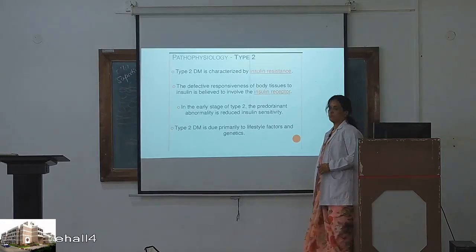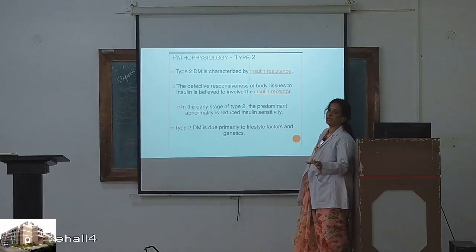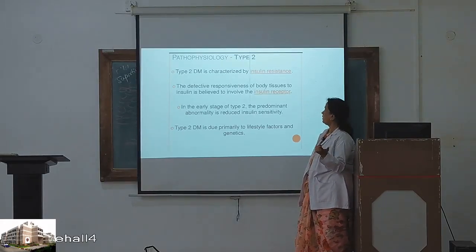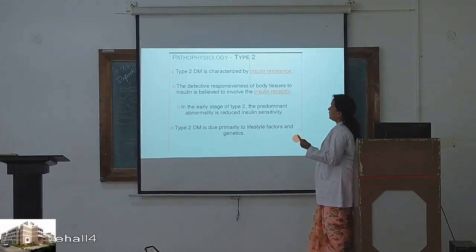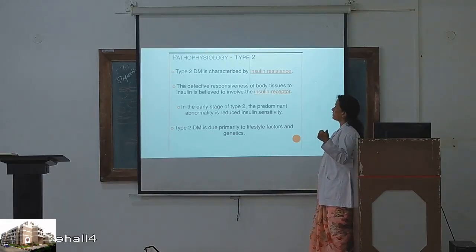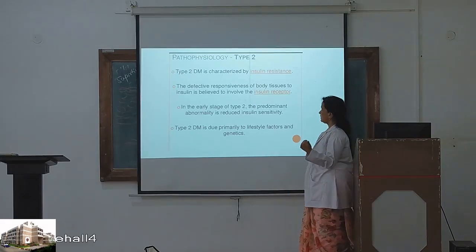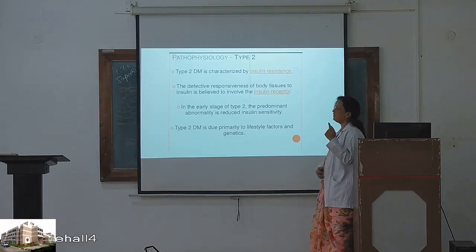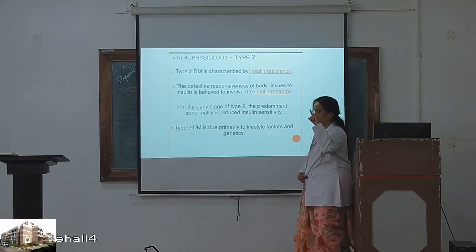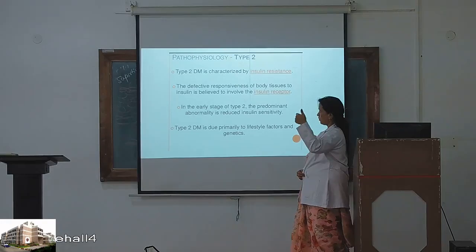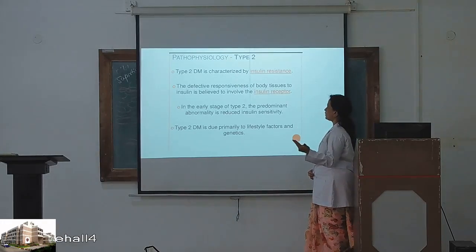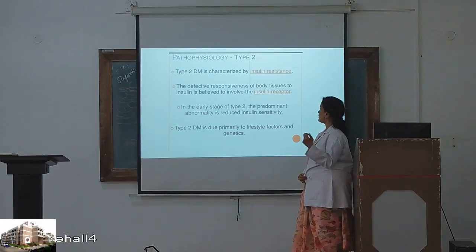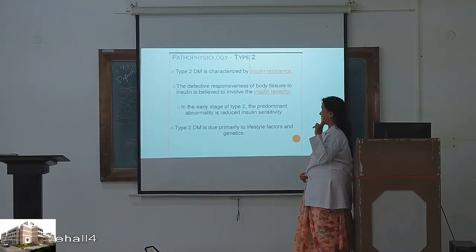So type 2, this is what I want you all to read and recollect again. Type 2 diabetes mellitus is characterized by insulin resistance. The defective responsiveness of body tissues to insulin is believed to involve the insulin receptor. Remember that analogy. Then in the early stages of type 2, the predominant abnormality is reduced insulin sensitivity.